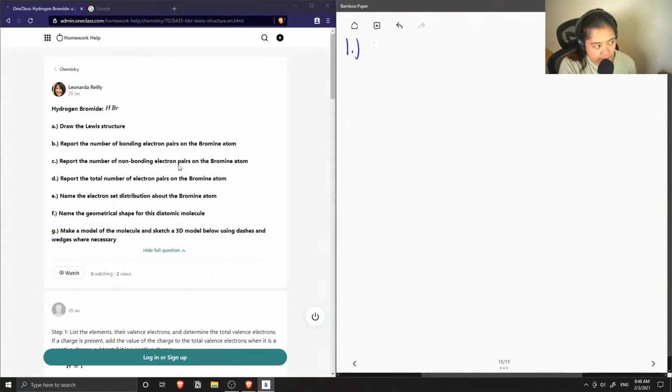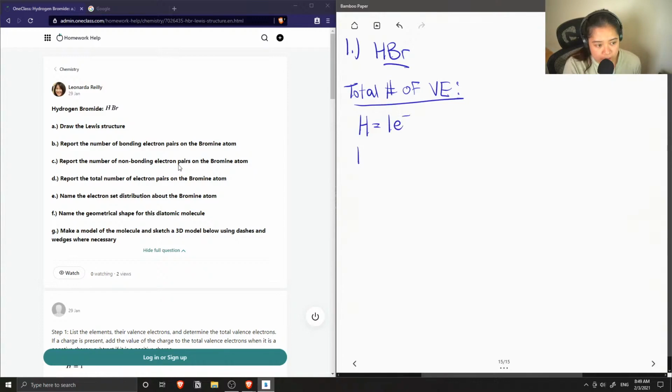Okay, so hydrogen bromide. And to draw out the Lewis structure of hydrogen bromide, we first need to calculate the total number of valence electrons in the molecule. Hydrogen has 1 valence electron, and bromine has 7. And there's only 1 of each, so we just need to add these two together to get a total of 8 valence electrons.